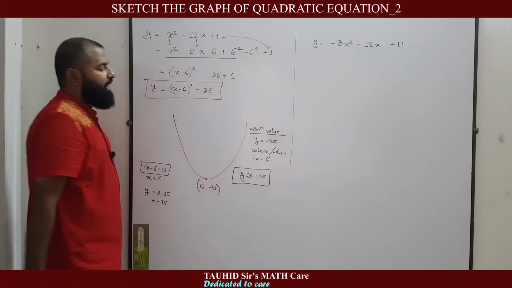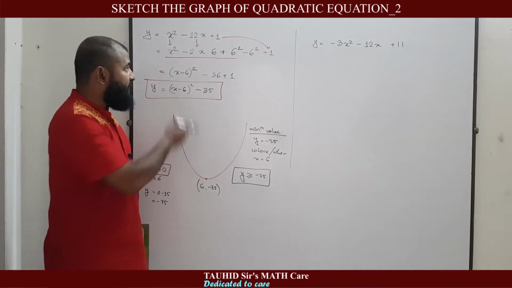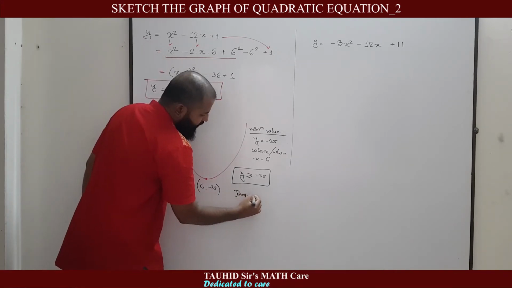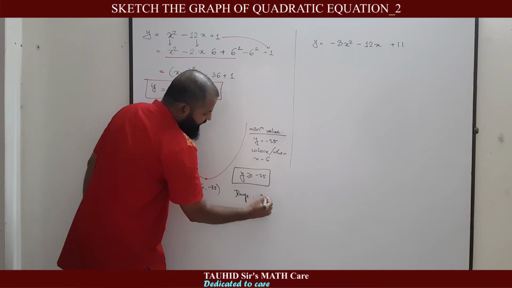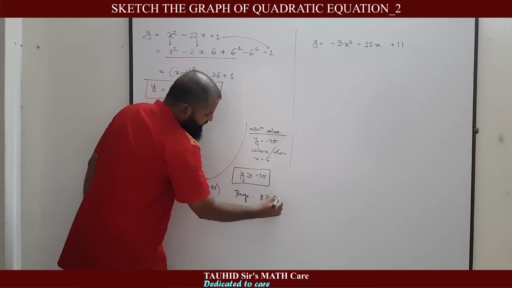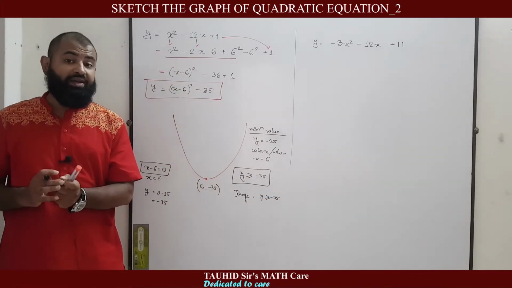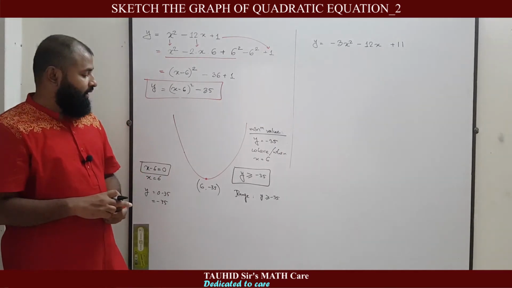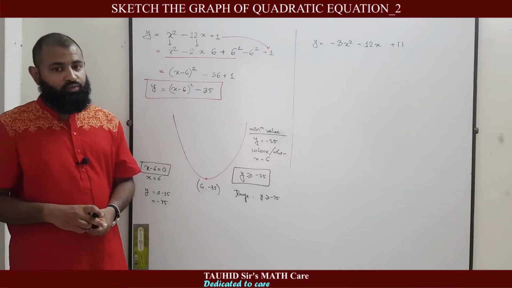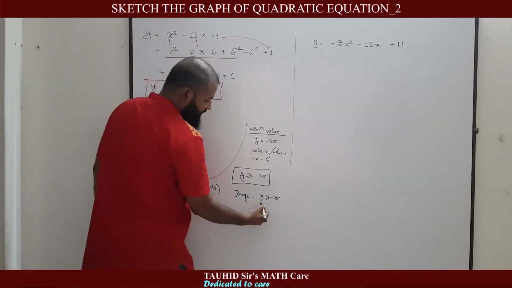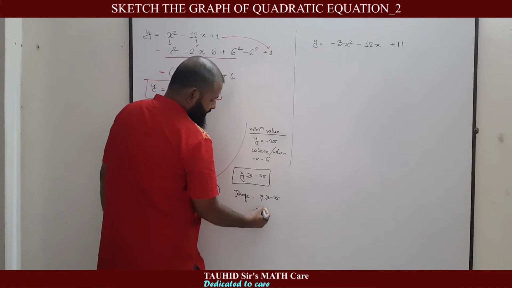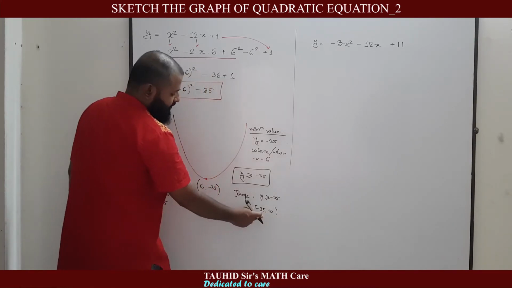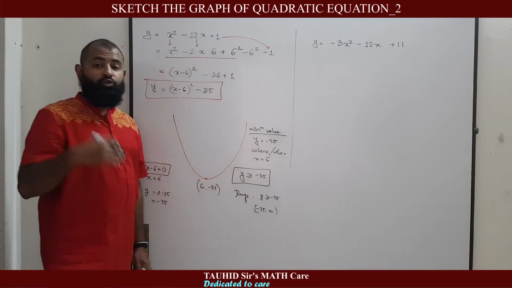So if you are asked the question, what is the range of this function? You will have the answer, range of this function is y greater than or equal to minus 35. You already know that I have discussed this in the chapter on functions. The range is the set of values of y and it can be written in this shape, minus 35 to infinity. The minimum value is minus 35 and the maximum value is infinity.